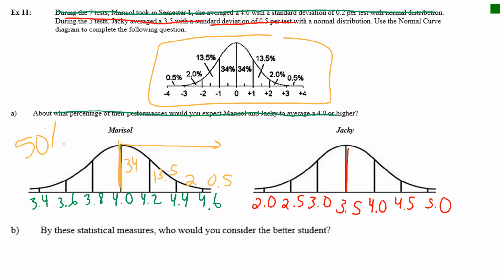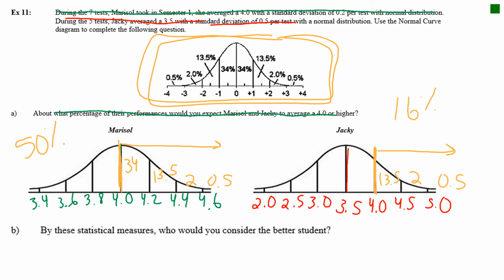She's going to score a 4.0 or higher. Here's the 4.0, and higher would be to the right. So again, looking at this diagram right here, this one right here should be 13.5, 2, and 0.5. Adding those all up, you're going to get 16%.